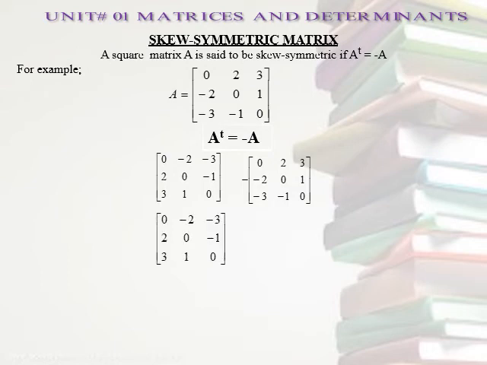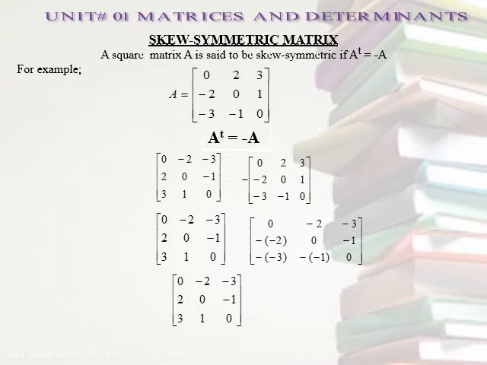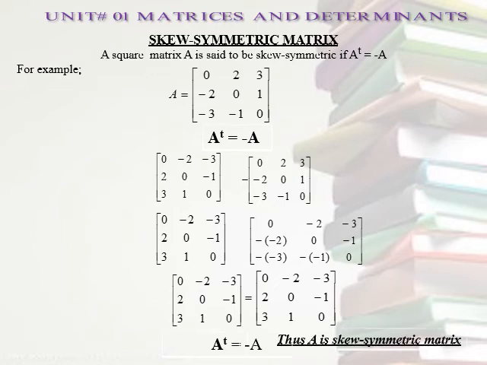Now, the same matrix will be brought down till the last step. And here, I am multiplying the negative sign with each entry. The same matrix will be brought down. Then on the left side, we have negative of matrix A. You can see that the transpose of matrix A is equal to negative A. So A is a skew symmetric matrix.